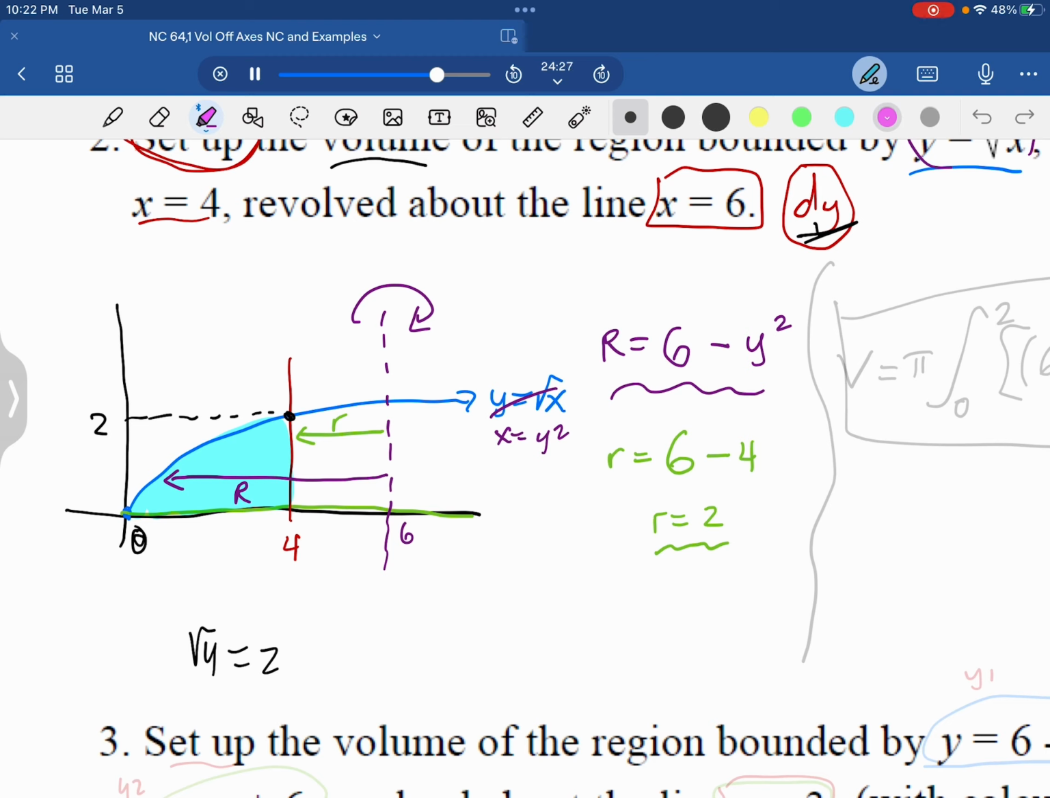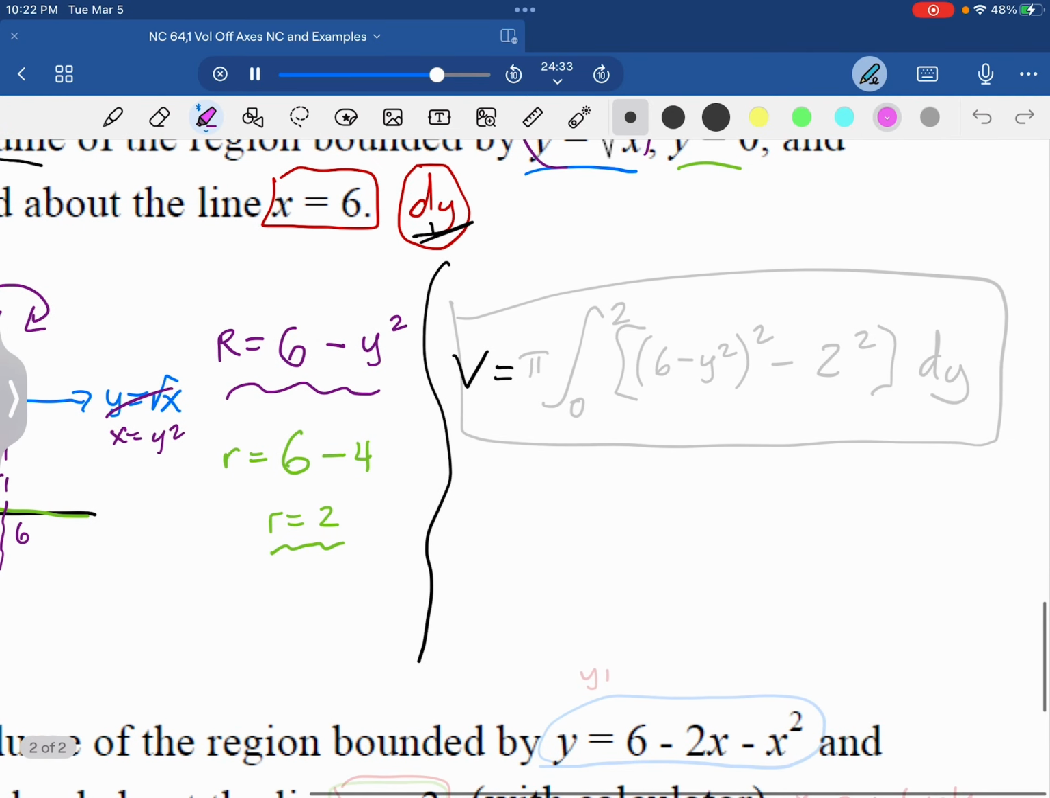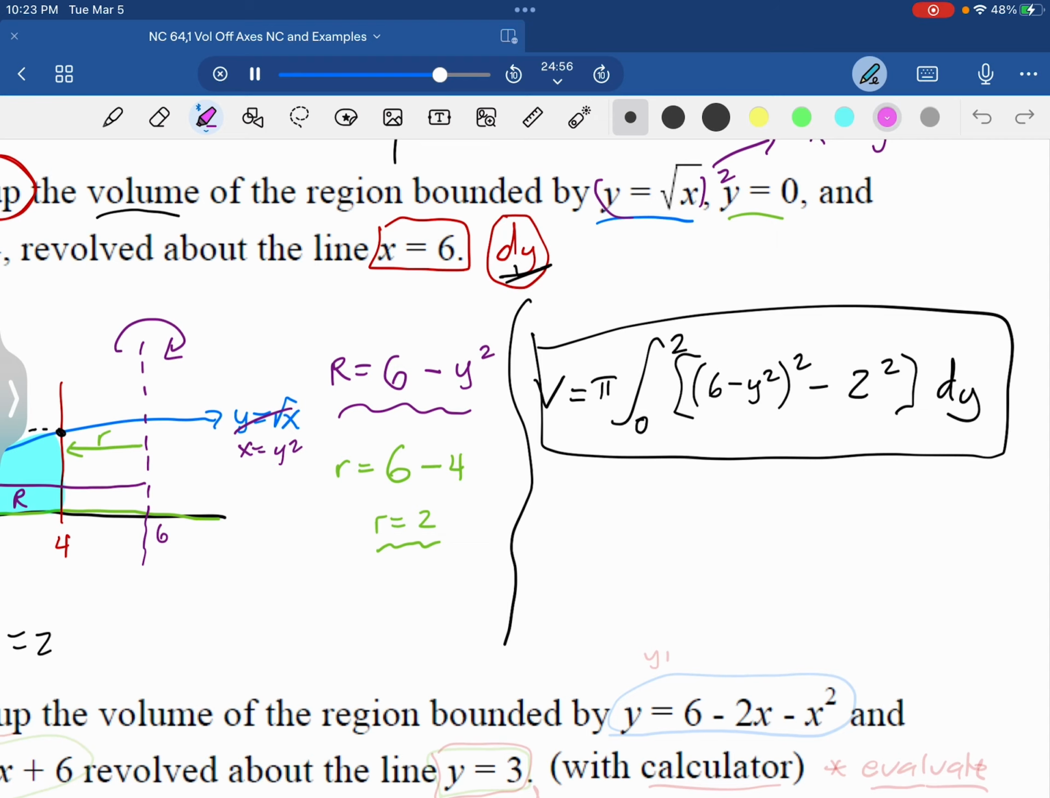So now we have all of our pieces. So overall setup would be volume equals pi integral from 0 to 2 of big R squared, 6 minus y squared, take away 2 squared, and then all dy. And again, set up but don't solve, so that's it. That would be the answer.